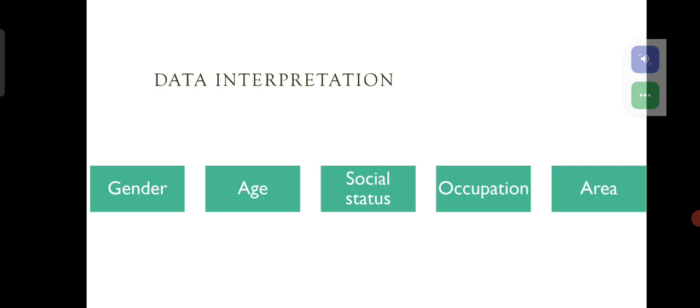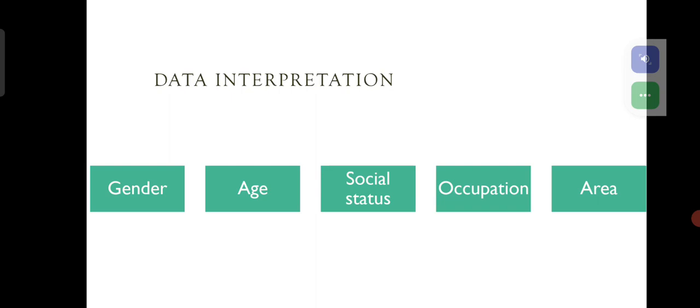For example, if the data is collected, the data can be pulled up, categorized, and divided into age groups, gender groups, area wise, that means urban and rural, season wise, social status wise.